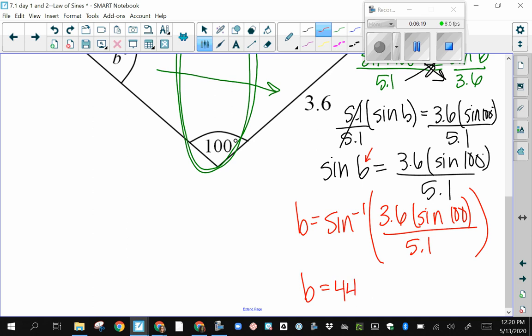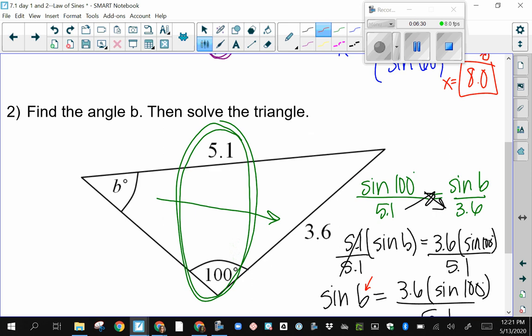So the calculator says 44.039, etc. For angles, they want us to round to the nearest whole number. So angle B is 44 degrees. Okay, we do have additional instructions. They ask us to solve the triangle. So remember that solving a triangle means you find all of the unknown information. You need to find all the missing sides and all of the missing angles. And no, I cannot use Pythagorean theorem here, and that's because this thing is not a right triangle.